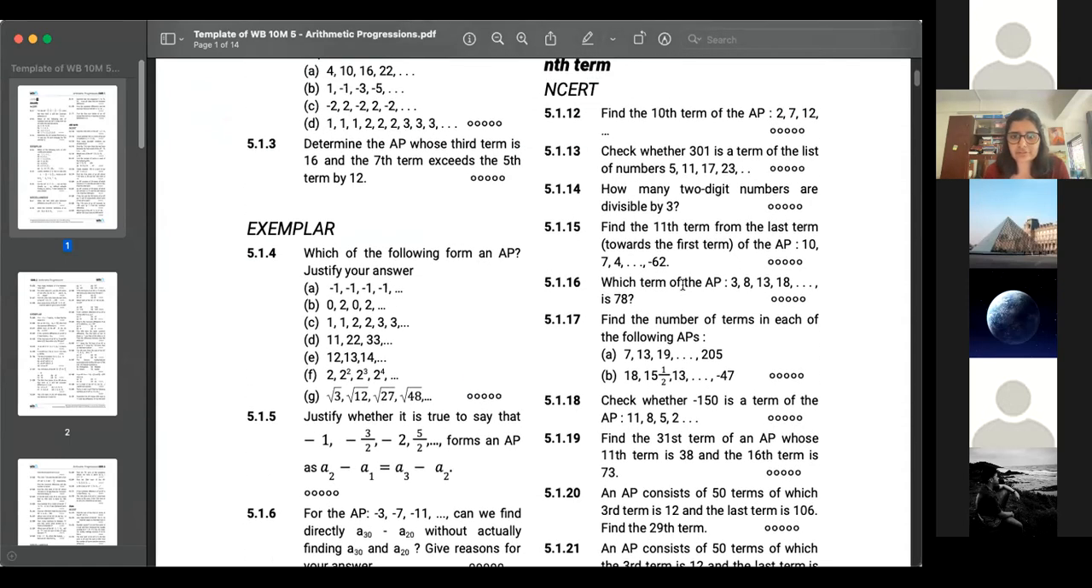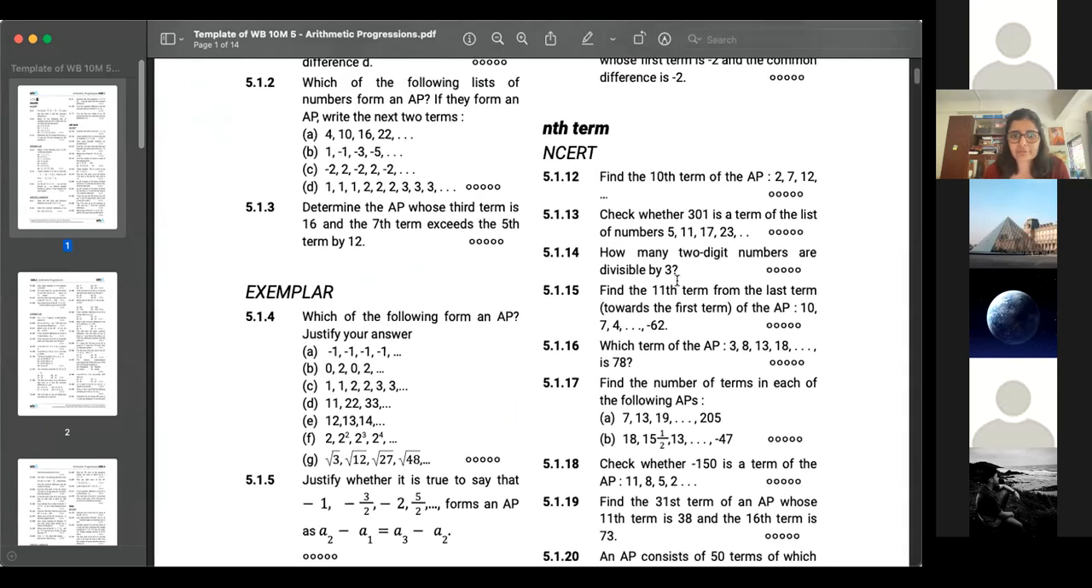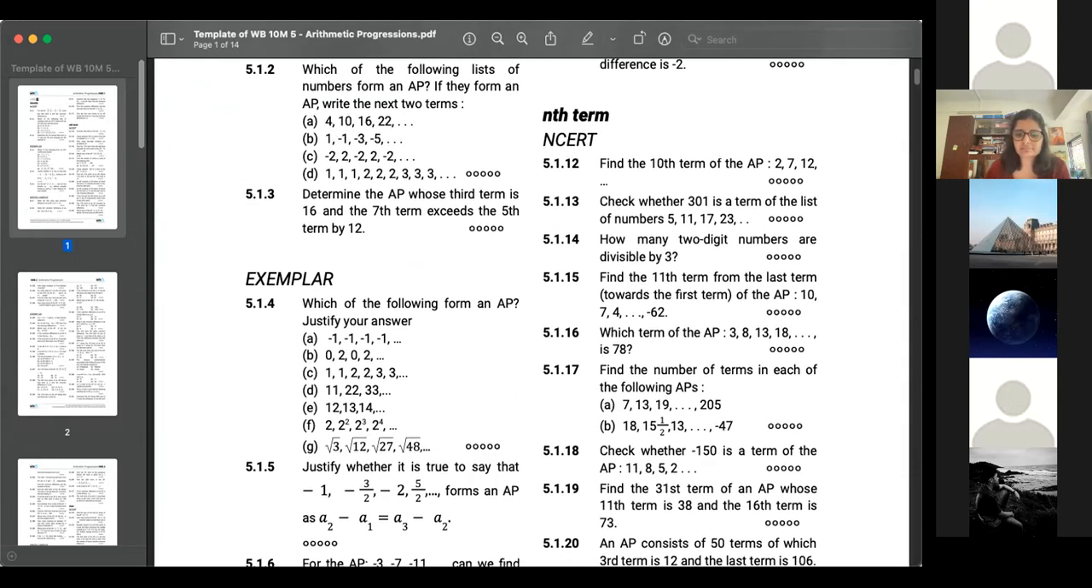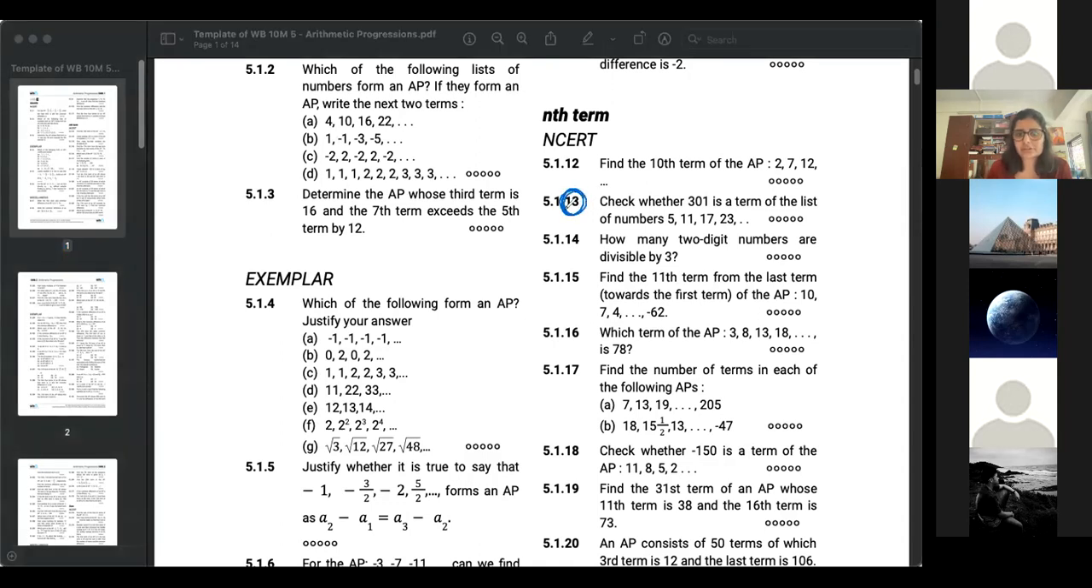Then we'll do one of this type. Question number 13. Check whether this number is a term in the list, like in this particular AP. So check whether something is a term of the AP or not. How will you check? What is the funda you need to use? We'll put it in the formula, but the value of n should be a natural number.